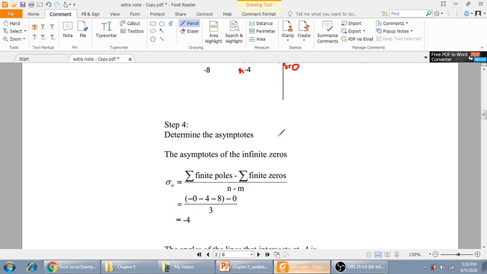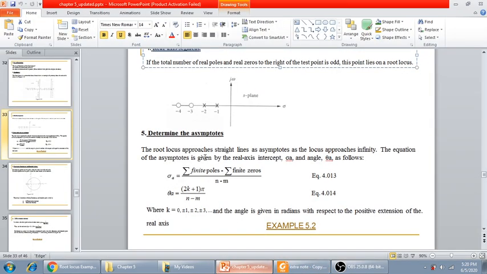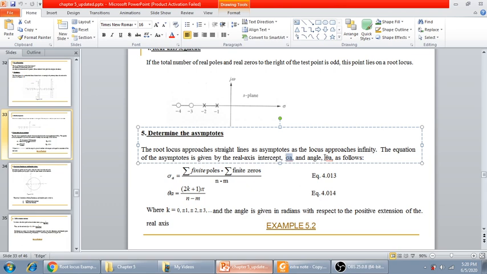Then we go to step number 4, where we will find the asymptotes. How to find the asymptotes? We have a formula. I refer to the slide again. In order to find the asymptotes, we need to find the real axis intercept, which we call sigma a, and at the same time its angle, which is theta a.